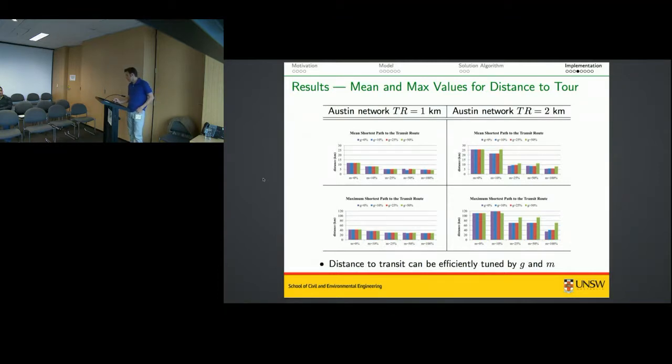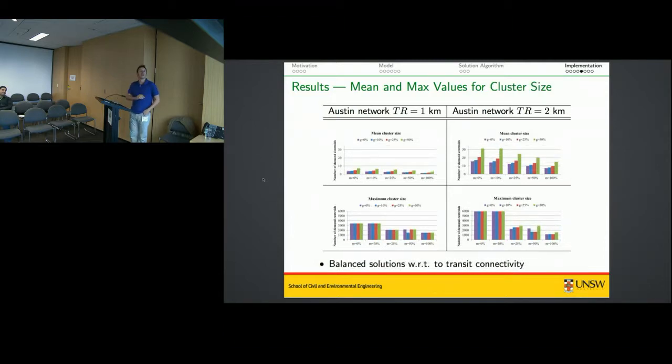If we look now at the cluster size, what we observe is that basically the cluster size will depend mostly on the transit range, at least for the mean cluster size. It does not vary a lot with the parameters, at least not with regards to, for instance, the mean shortest path. The mean cluster size will remain between 0 and 10 for the case of TR equal 1, with, of course, when you remove a lot of centroids, you increase the number of centroids assigned to your station.